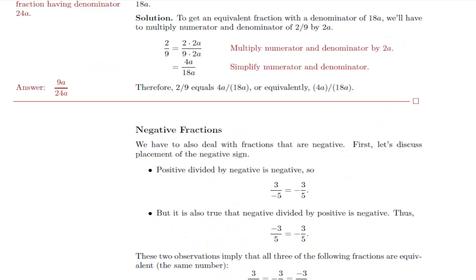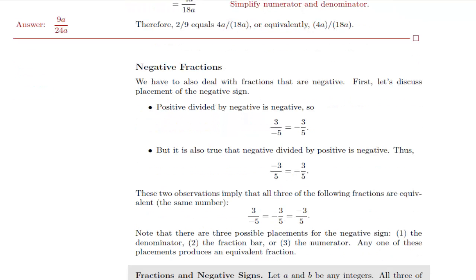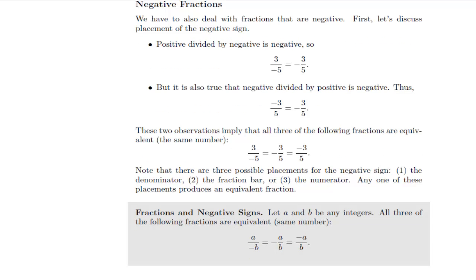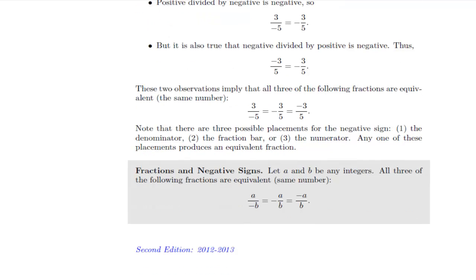Negative fractions. We have to also deal with fractions that are negative. First, let's discuss placement of the negative sign. Positive divided by negative is negative, so 3 divided by negative 5 equals negative 3/5. But it's also true that negative divided by positive is negative, thus negative 3 over 5 equals the negative of 3/5. These two observations imply that all three of the following fractions are equivalent.